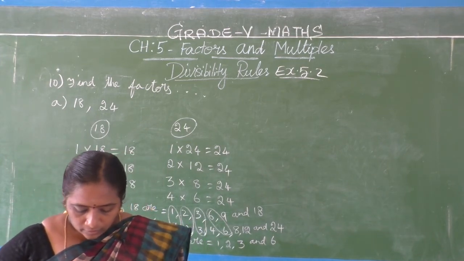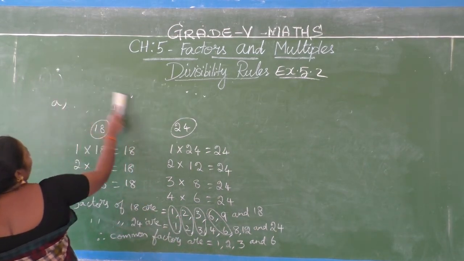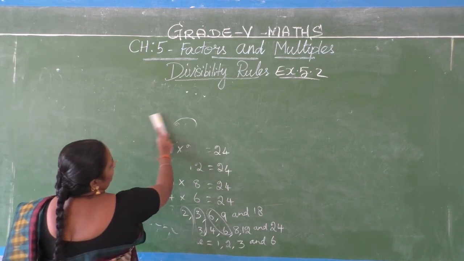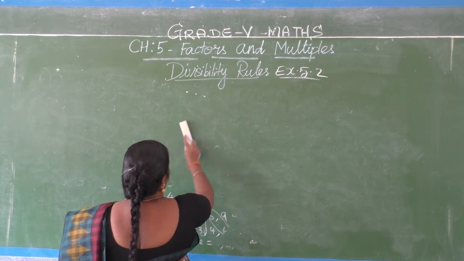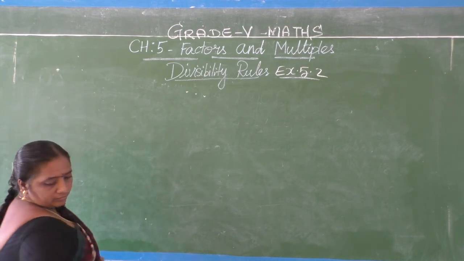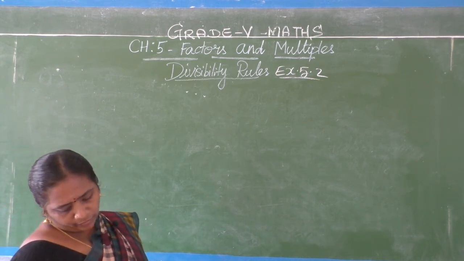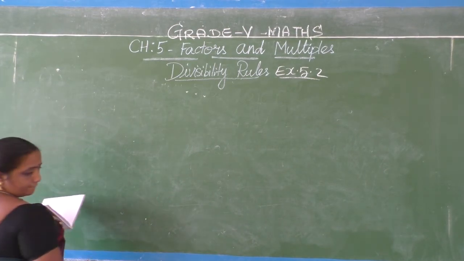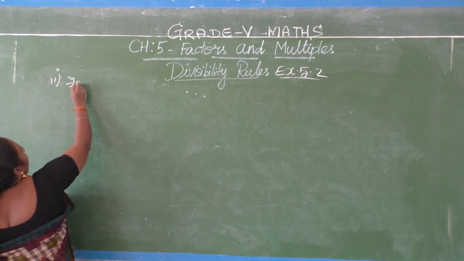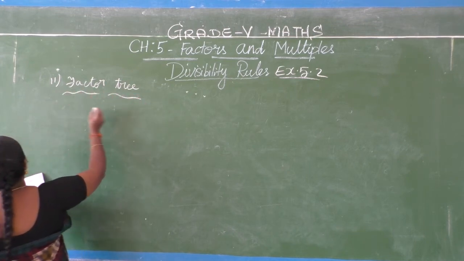Then the next one, the 11th one. The 11th one is to make a factor tree of each number. How can we draw the factor tree? Listen.